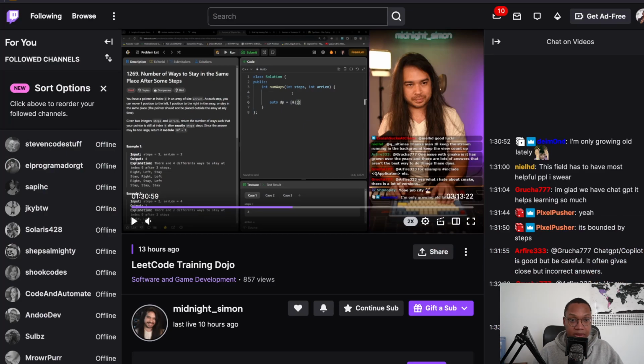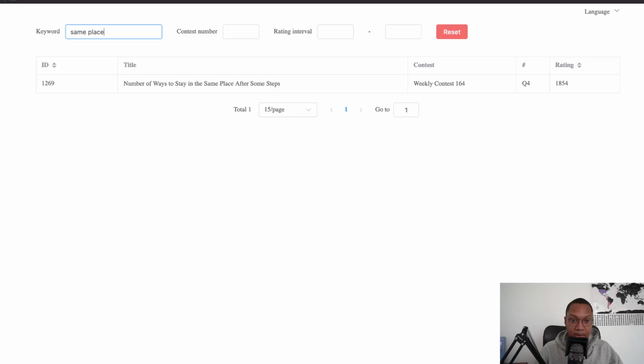Number of ways to stay in the same place after some steps. I don't know anything about this problem, but we'll see. Number of ways to stay in the same place. Okay, it is a 1854 Q4.